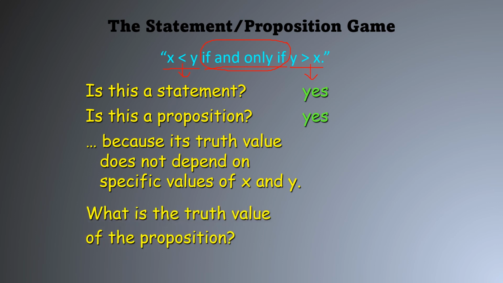What is the truth value of the proposition? It is true. Why? Because if x is less than y, it's automatic that y is greater than x. Without putting any values on your x and y variables, we can say that this one is a proposition and the truth value is true.